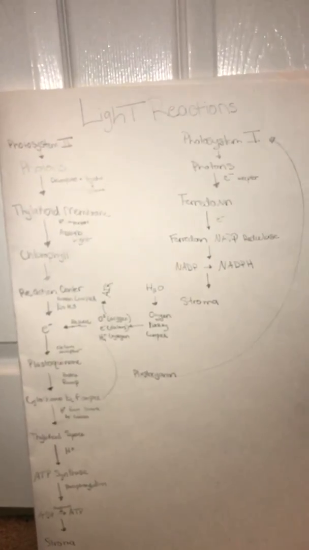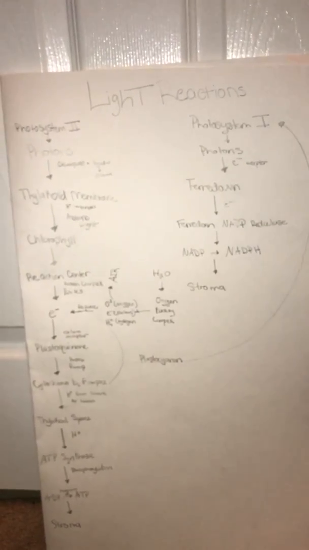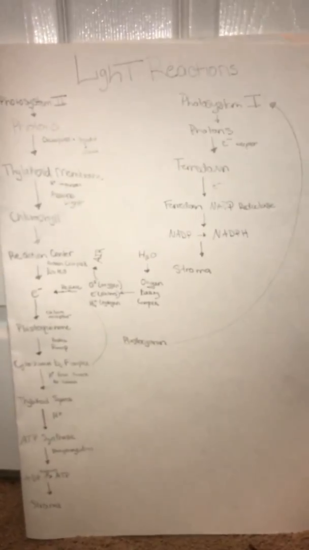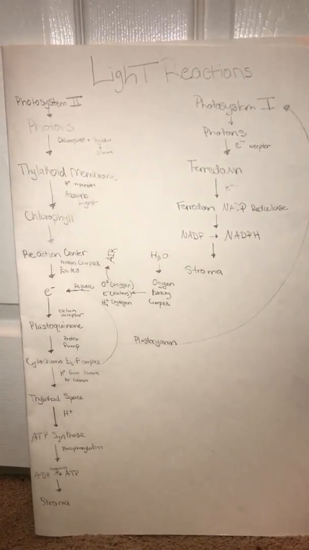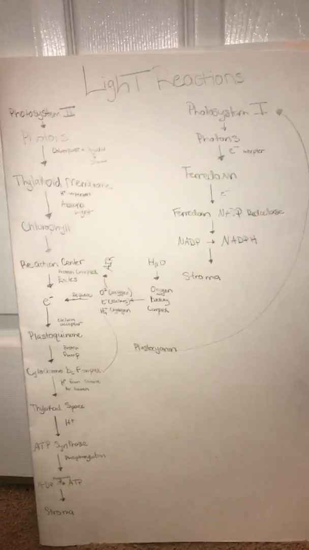So here's my video on the light reactions of photosynthesis. And photosynthesis takes water and light to create food for the plants. However, it's much more complicated than that. So beginning with the light reactions, it has two systems, photosystem 2 and photosystem 1.